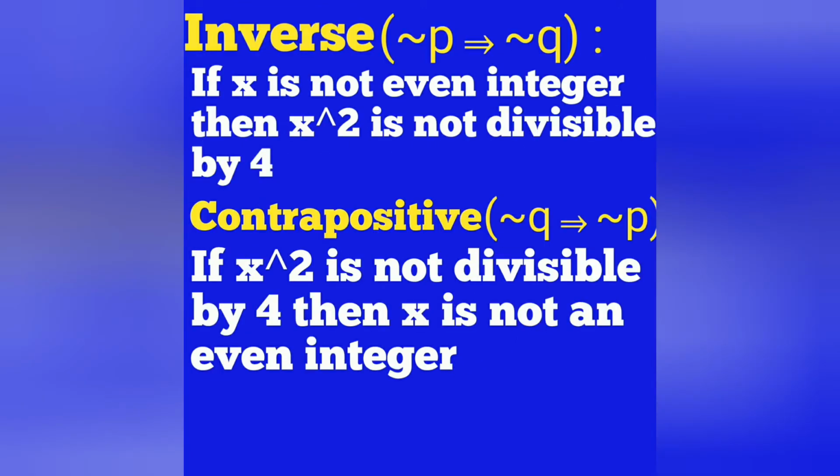Now inverse statement, negation P implies negation Q: if X is not an even integer, then X square is not divisible by 4. Next contrapositive, negation Q implies negation P: if X square is not divisible by 4, then X is not an even integer.